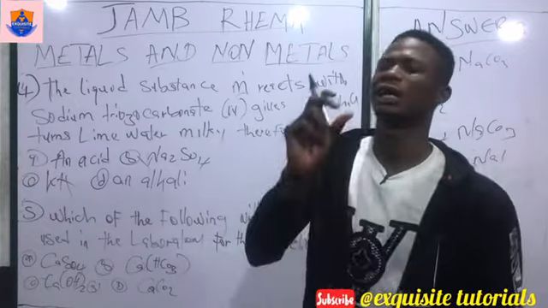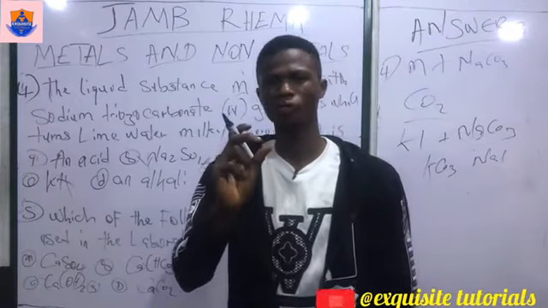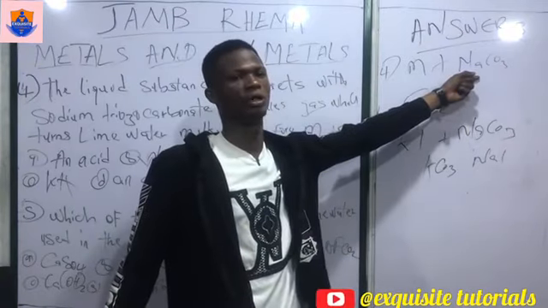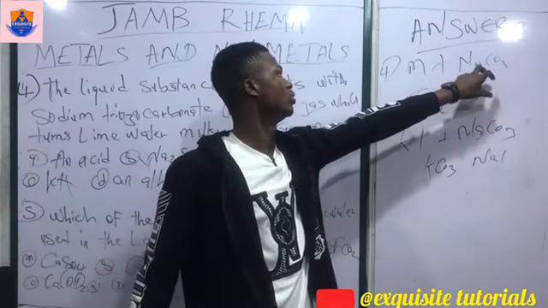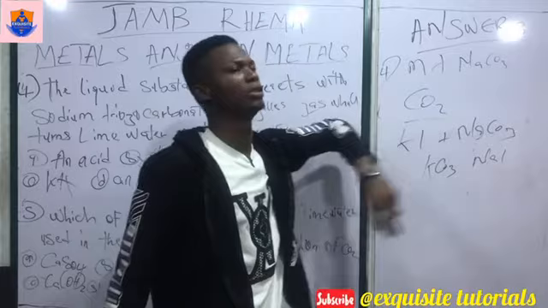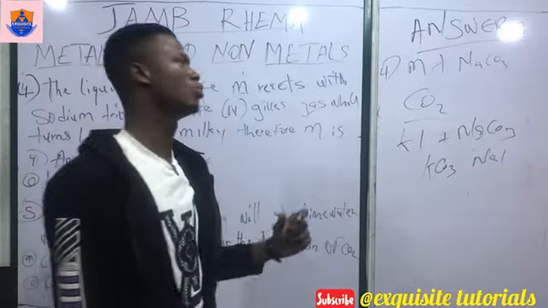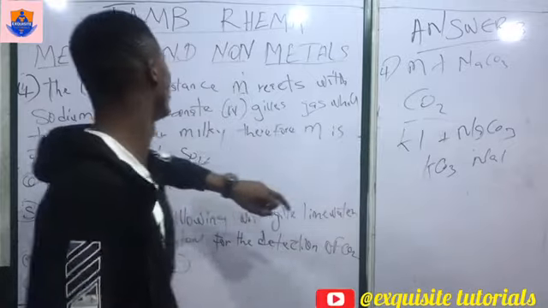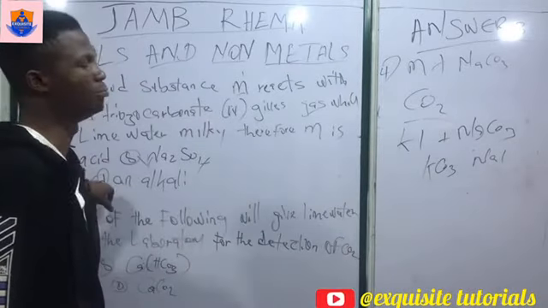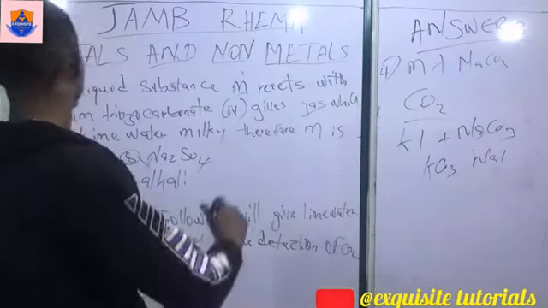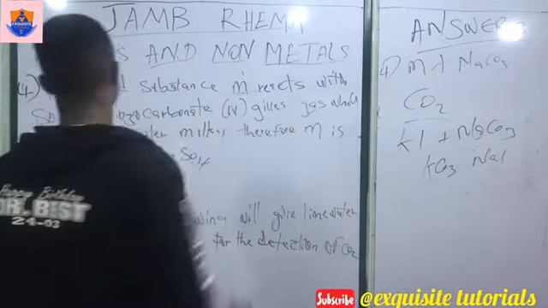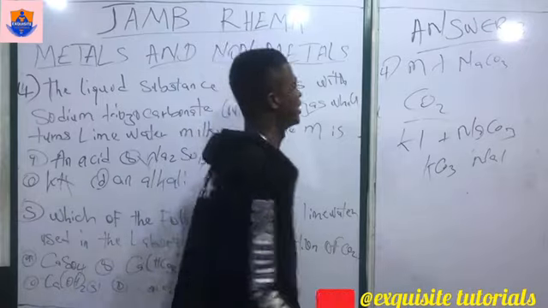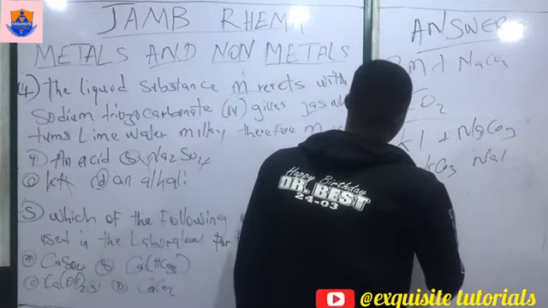When you react an acid with sodium trioxocarbonate 4, it liberates carbon 4 oxide, and it is carbon 4 oxide that turns lime water milky. So therefore, M is going to be an acid, a dilute acid. Okay, now let's try it. Let's say M is HCl.